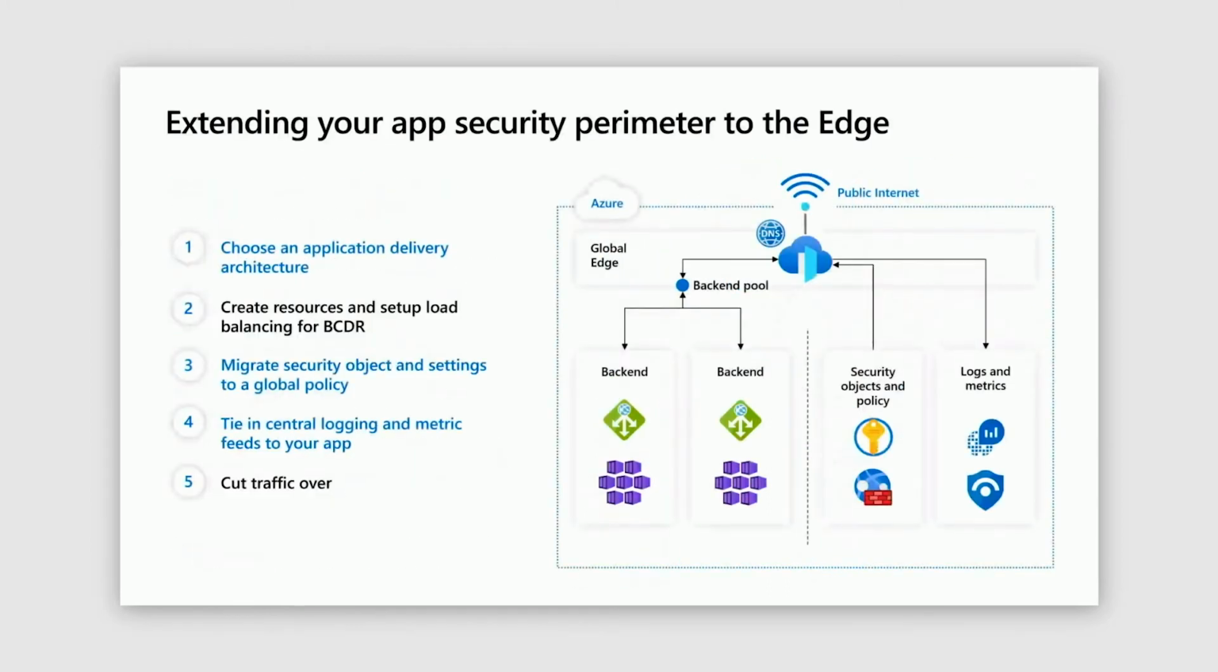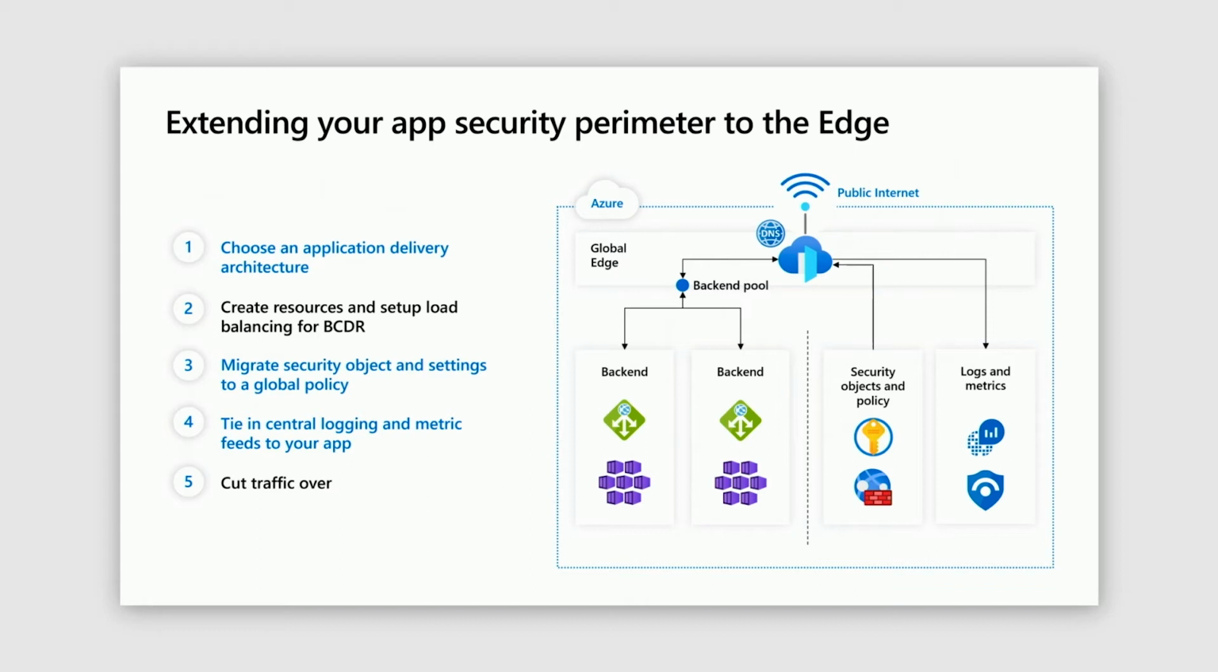So today, we're going to go through a couple of the steps that are required to really move your application security perimeter to the edge. First, how do you choose the application delivery architecture that you're going to use? Because applications are complex, and not all solutions fit all needs.